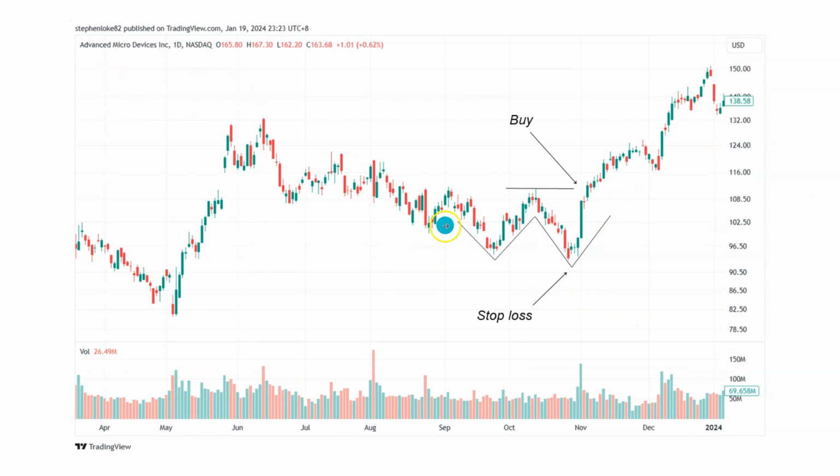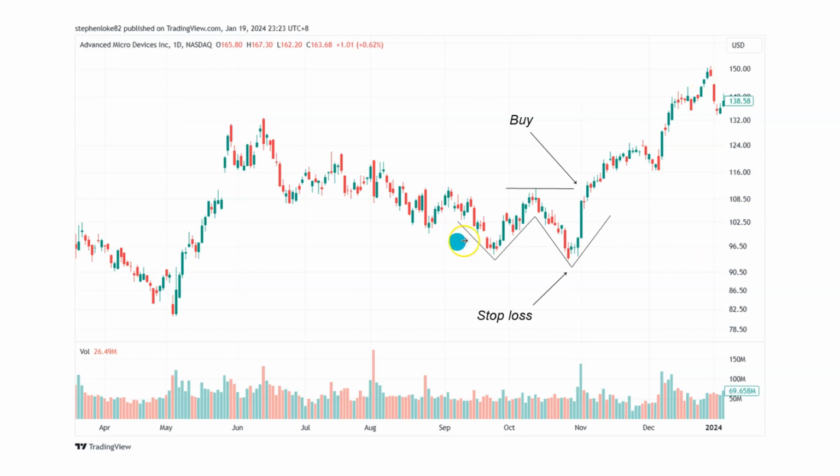AMD also formed a double bottom. As it drifts lower, it makes a low here, goes up, and then makes a low which is about the same area as the first low, and then it shoots back up. Now, how do you trade this double bottom chart pattern?